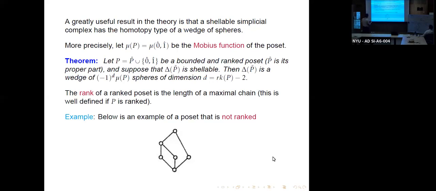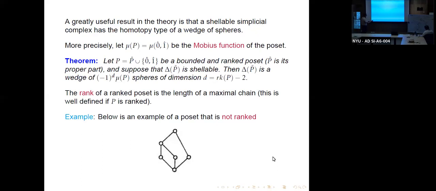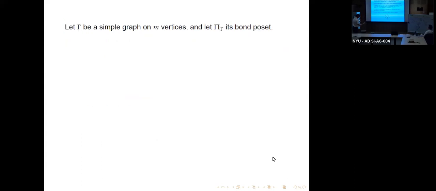And if you look at the order complex of your poset, it's a wedge of spheres. Of how many? It's this many spheres. Okay. So there's one more thing I need to mention, but maybe I could skip to the one application of this. Skip for the next 2-3 minutes to an application.